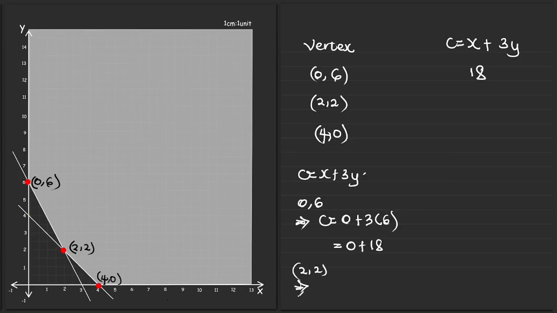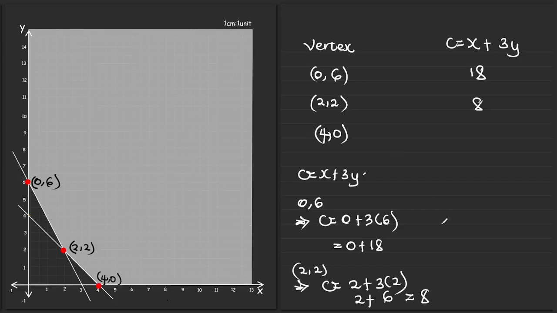So for (2, 2), we have c being 2 plus 3 into bracket 2. That gives us 2 plus 6, and 2 plus 6 gives us an 8. So at (2, 2), we have the value 8.